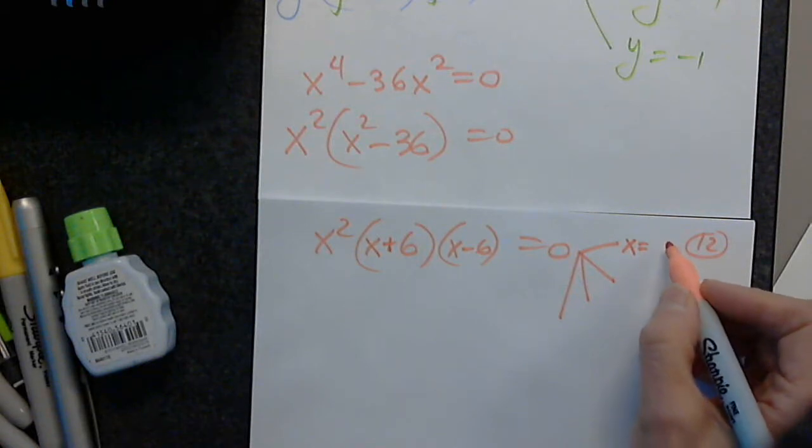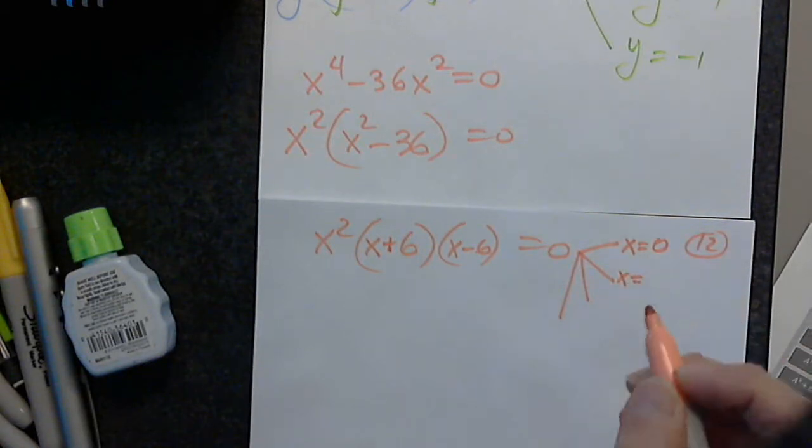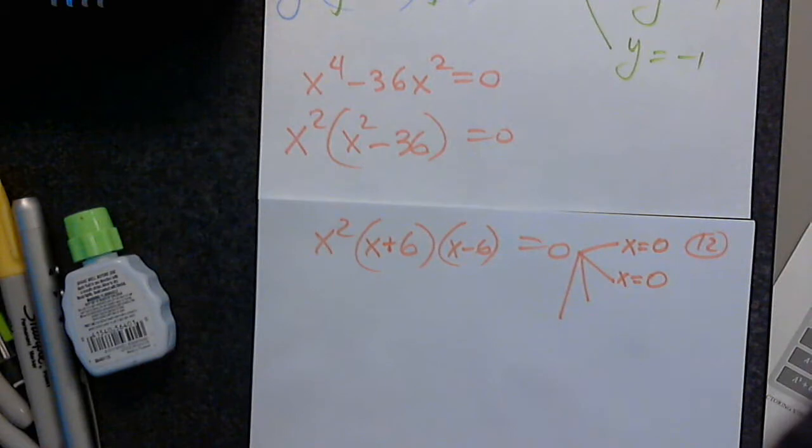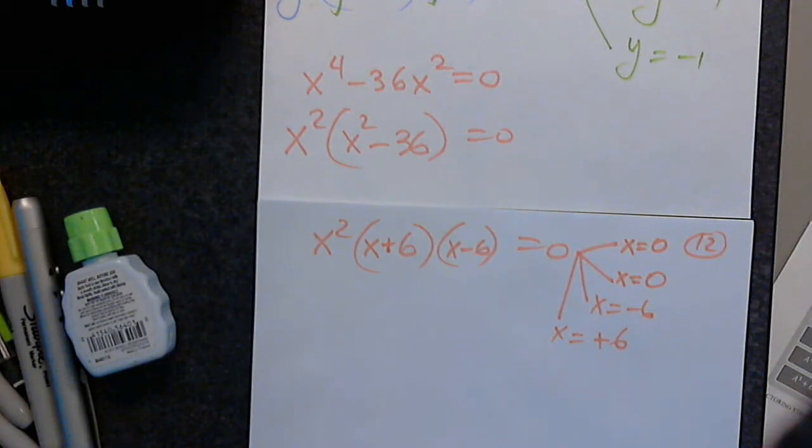Would it be 0, 0, and then -6, plus 6? Awesome. Why is x equals 0 twice? Because x squared is x times x, times x plus 6 times x minus 6. So there are 2 solutions x equals 0. Very important. You'll see in the next class what that means.